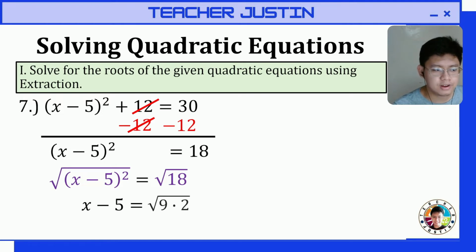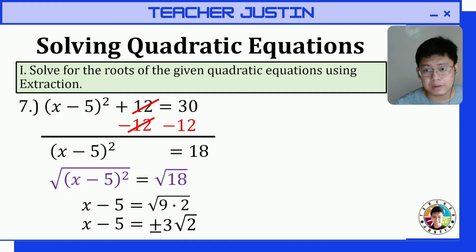And that will give us 9 times 2. So, we factor 18 na lalabas yung perfect square factor niya, which is 9. And yung other factor, which is 2. Let's get the square root of 9 and square root of 2 separately para ma-simplify natin. So, we have x minus 5 will be equal to the square root of 9, which is 3. And the square root of 2, which will be square root of 2 pa rin. Kasi hindi na natin siya masisimplify.